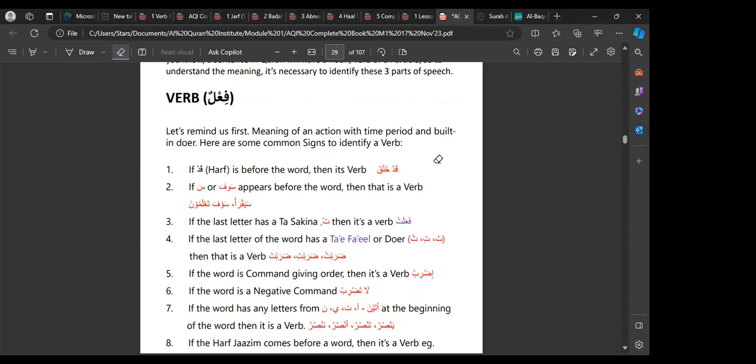And there are courses that use different terminology, so don't worry about that. The key thing is if you understood what we're trying to convey, that's the most important thing.